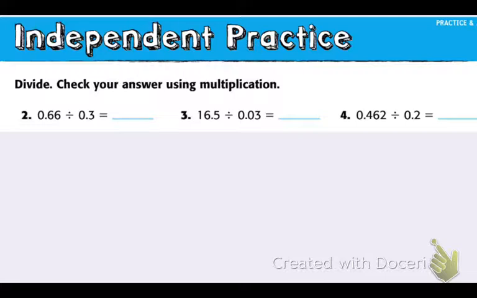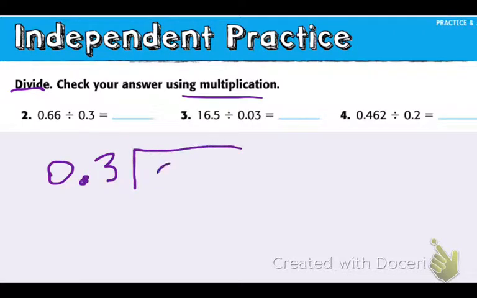We're looking at problem number 2. It says divide. Check and see if your answer is correct using multiplication. Well, let me set up the division problem. 3 tenths is my divisor. That's how many groups. The dividend is 66 hundredths. I'm going to think back to those steps we just talked about.